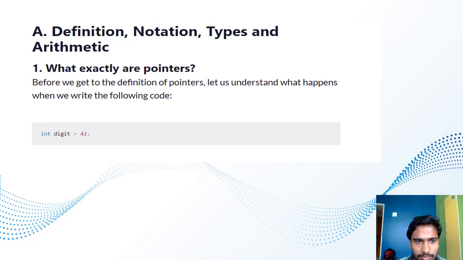Definition, notation, types, and arithmetic. What exactly are pointers? Before we get to the definition of pointers, let us understand what happens when we write the following code. int digit = 42; Here we are just assigning value 42 for an integer digit. Here int is a data type. digit is a variable. = 42 is a value that is assigned to this variable. Just a simple assignment.